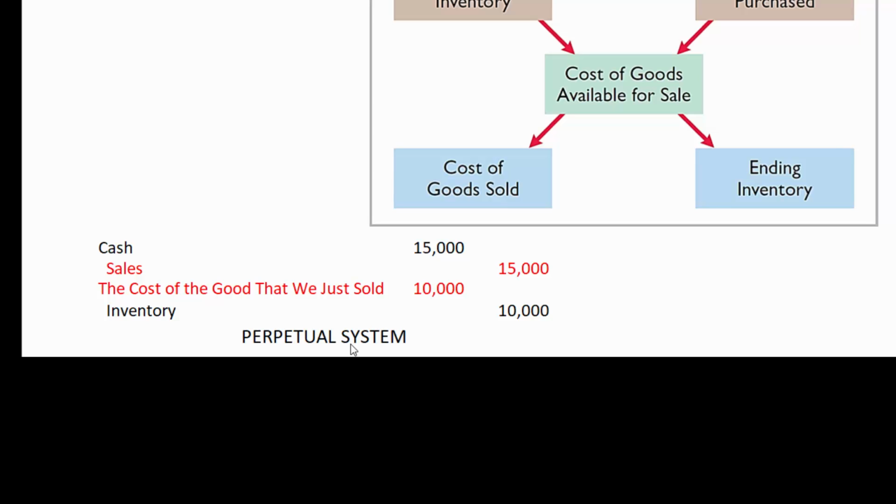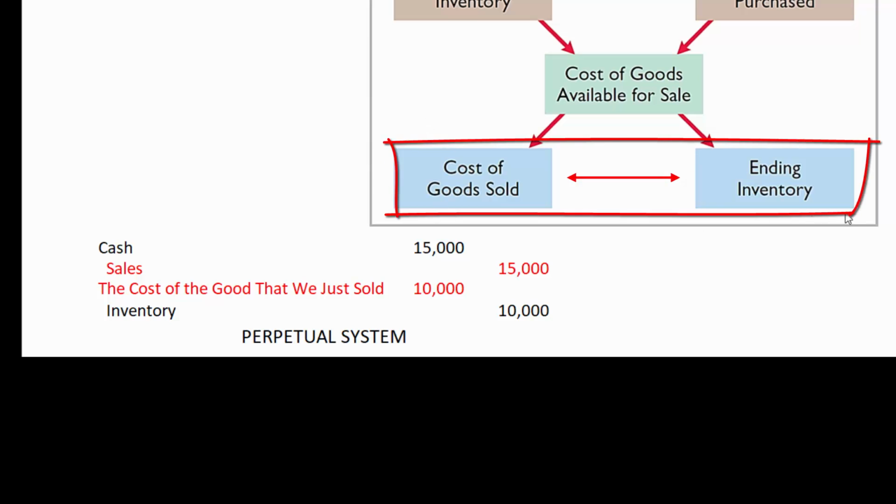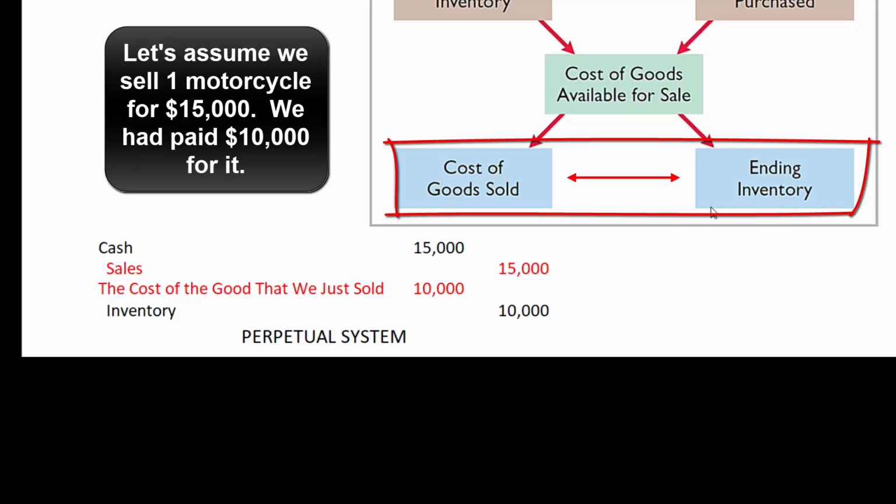Remember, in the perpetual inventory system, we perpetually update our inventory. So we're tracking this relationship between cost of goods sold and ending inventory throughout the period. Let's say we sell 1 motorcycle for $15,000. We debit cash for $15,000, credit sales for $15,000. If expenses are debits, the opposite of expenses is revenue. It must increase with credits. And then we're going to debit our new expense account called the cost of the goods that we just sold, which we're going to abbreviate to be cost of goods sold.